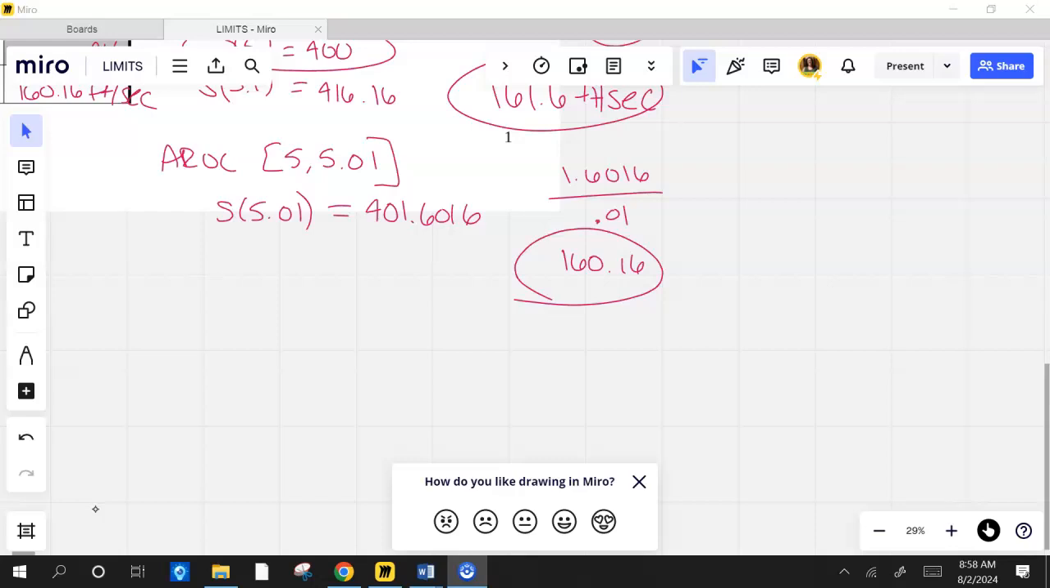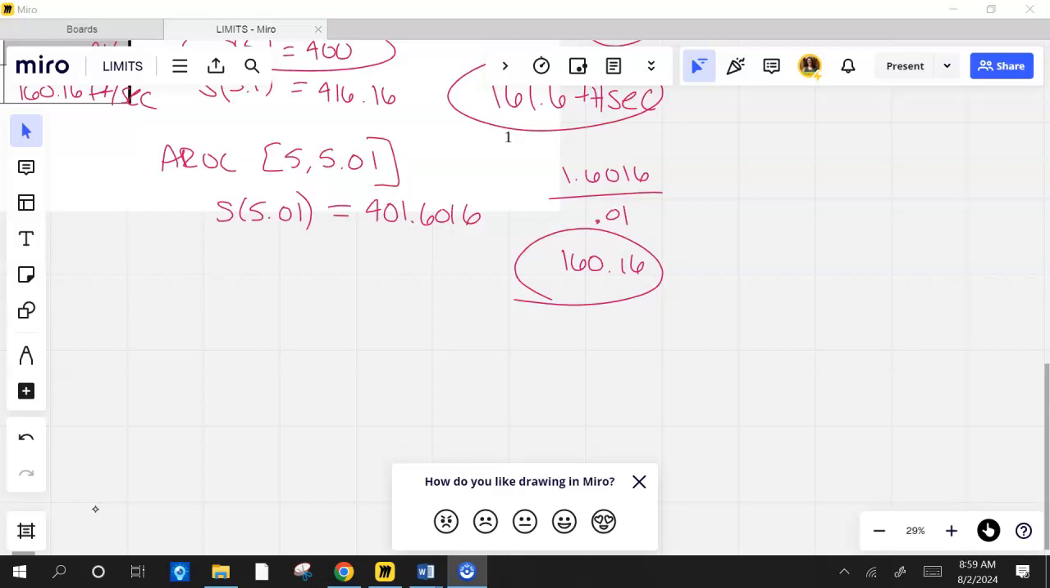Yeah, it's not bad because we're fixing. We haven't even touched on limits yet. All right. How fast is the tree growing at 6 years? Heck, I don't know.